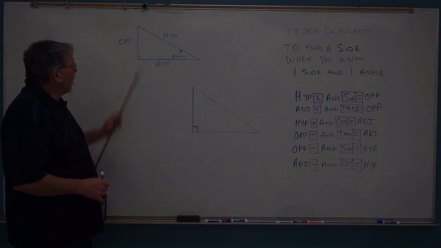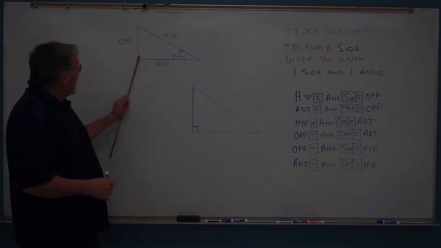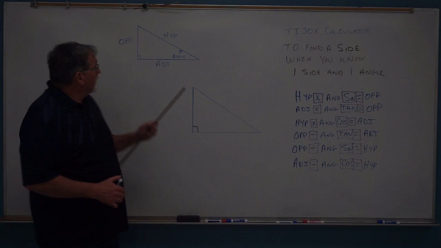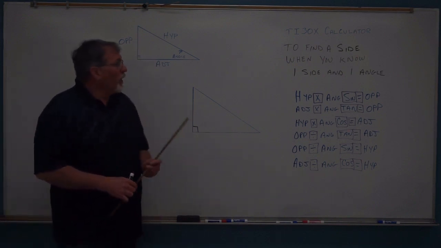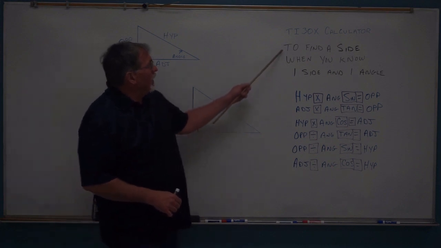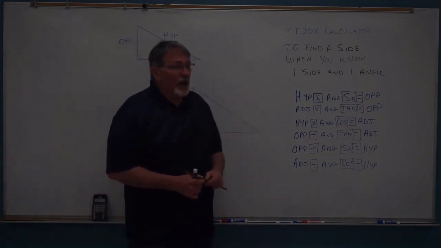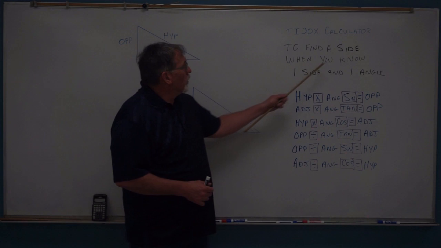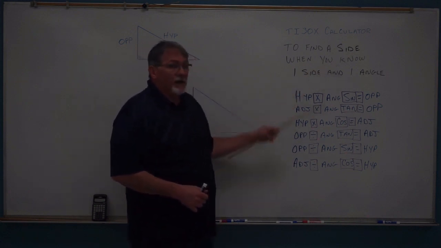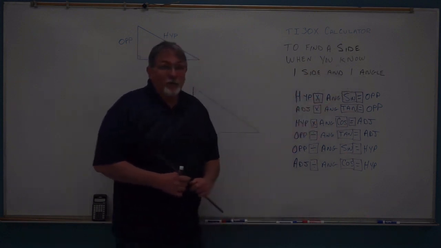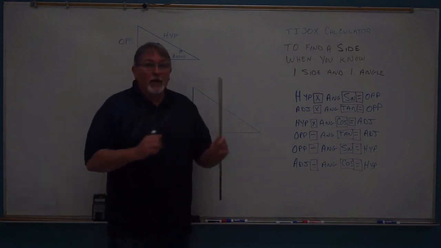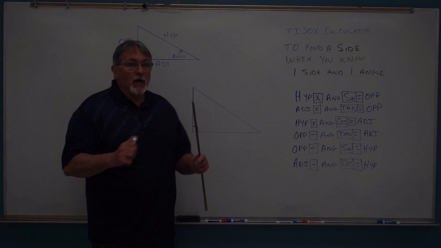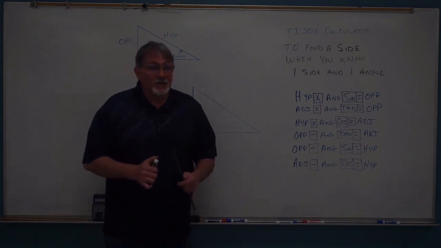As we know, a right triangle is a triangle that has a 90-degree angle in it. That 90-degree angle is symbolized by a little box in the corner. And today we're going to try to find a side. We're going to calculate for a side when we know one side and one angle. So if we know one of the angles and one of the sides, we can calculate for any of the other sides.